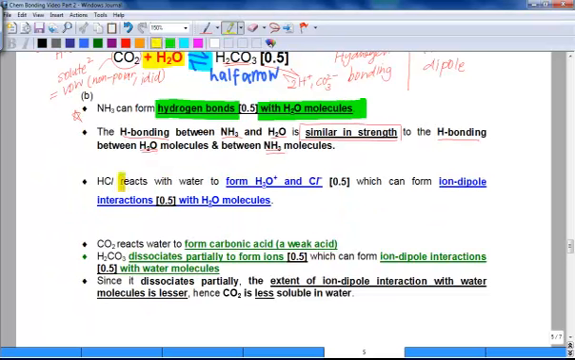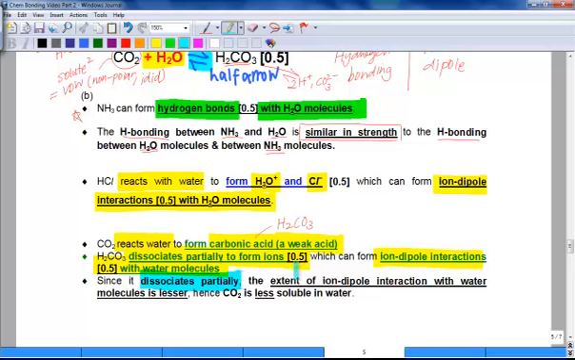For HCl, it actually reacts with water to form H3O plus and Cl minus, and these ions actually form ion-dipole interactions with water molecules. That is why HCl can dissolve in water. For CO2, it reacts with water to form carbonic acid, and we know it is a weak acid. So this carbonic acid is simply just H2CO3. And this H2CO3, since it is a weak acid, dissociates partially to form ions. And it is these ions that form ion-dipole interactions with water molecules. Since it also forms ion-dipole interactions, but why is it that the solubility is so much lower? Well, it's simply because it is a weak acid, it dissociates partially, so you have less ions in the solution. Less ions means the extent of ion-dipole interaction is lesser, and hence CO2 is less soluble in water.